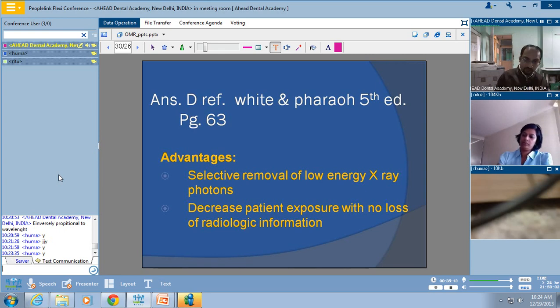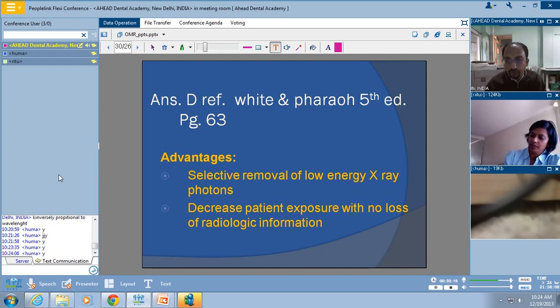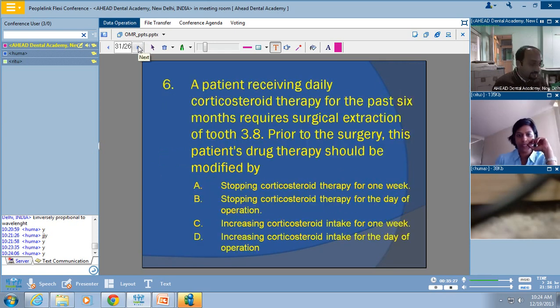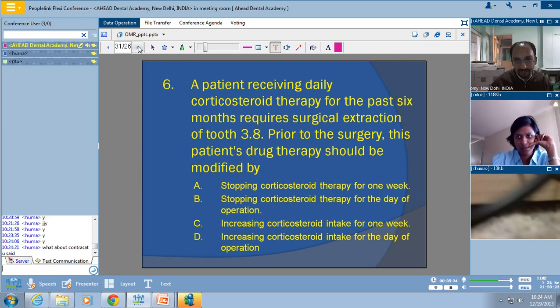If you guys have any doubt till now, you can just write it down, or we'll go on to the next if you don't write anything. Okay? Next question. Now, this is a really clinically oriented question, which you can definitely expect to be asked in the exam. Please have a look at the question.